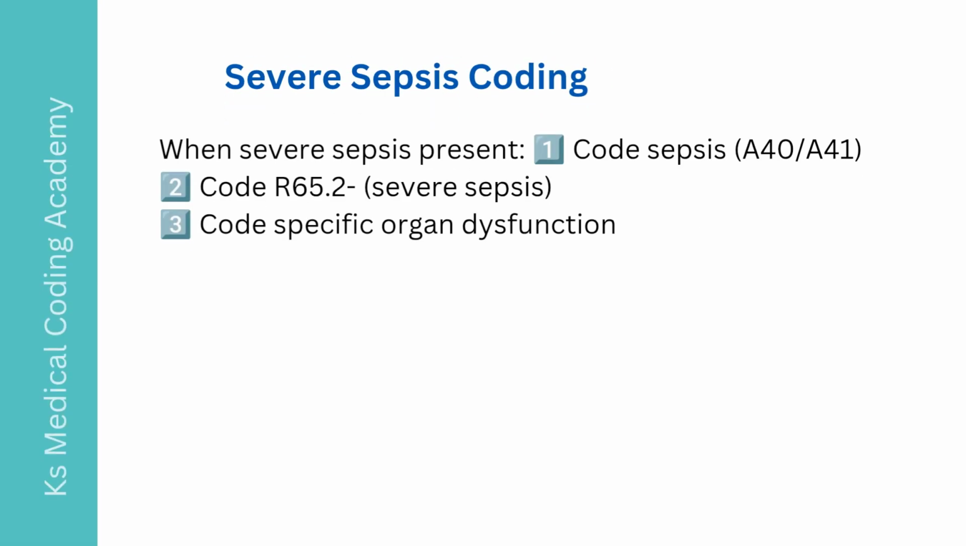Severe sepsis coding. When severe sepsis is present, 3 components are required. First, code the sepsis. Second, assign a code from R65.2 for severe sepsis. Third, code the specific organ dysfunction.